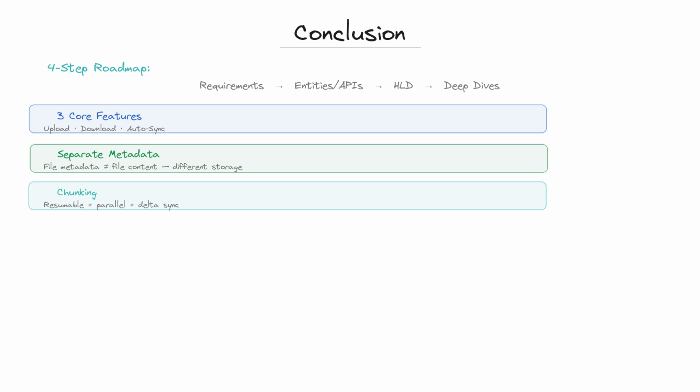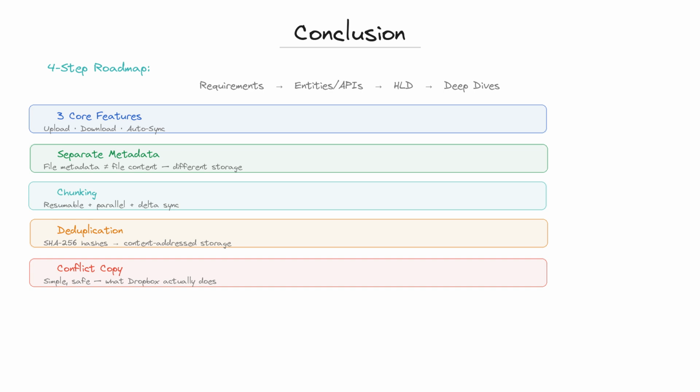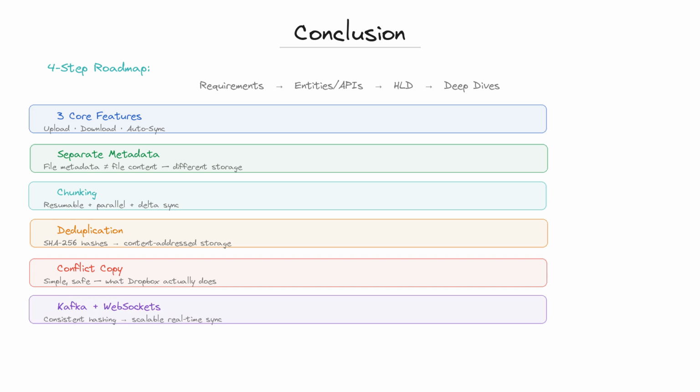Use chunking for uploads, resumable, parallel, and delta sync friendly. Deduplicate at the chunk level using SHA-256 hashes. Massive storage savings. Handle conflicts with conflict copies. Simple and safe. Scale the sync layer with Kafka plus WebSockets plus consistent hashing. If you're interviewing at senior level or above, the depth you go in those deep dives is what gets you the offer. Show that you understand the why behind every decision, not just the what.